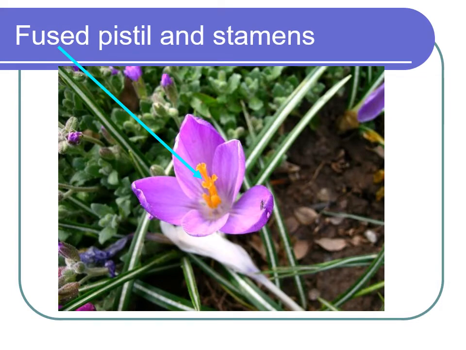There's just another variation. This little crocus has a fused pistil and stamen, similar to the hibiscus, where the stamen are fused to the style.